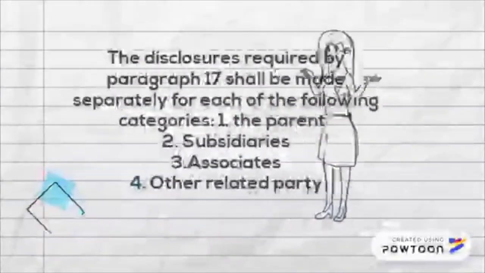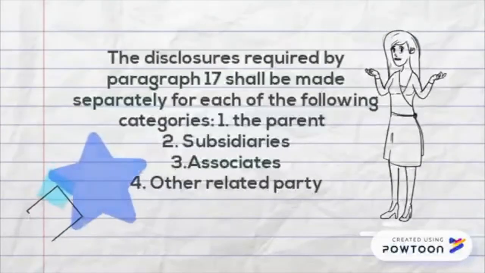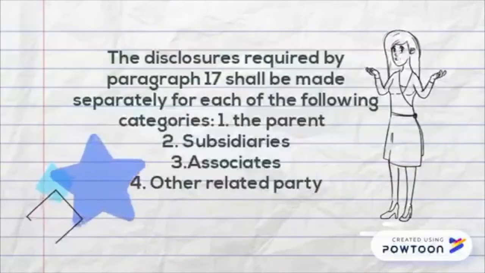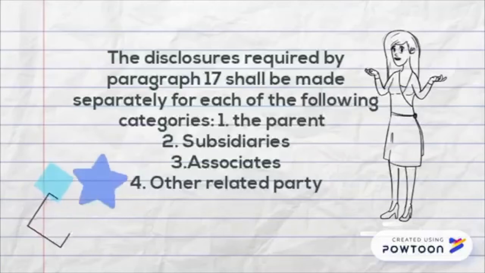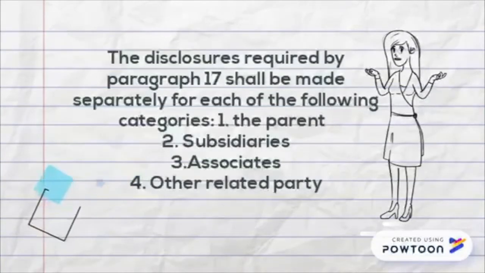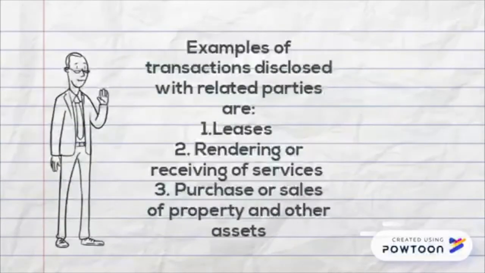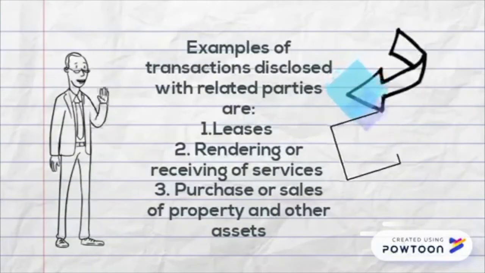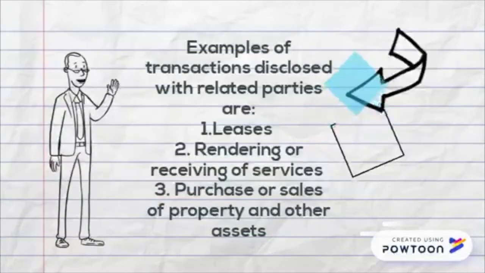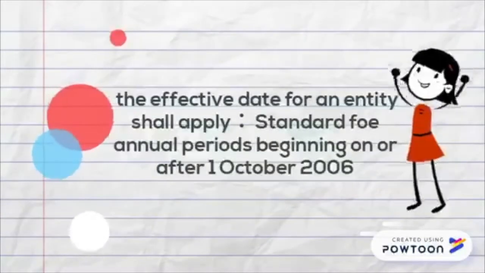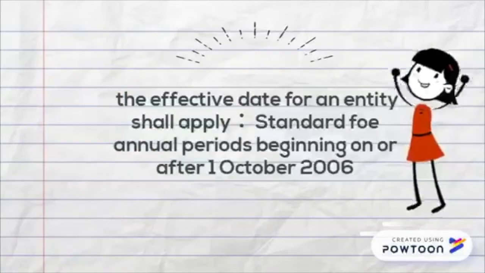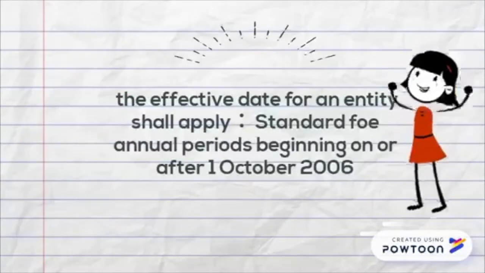The disclosures required by paragraph 17 shall be made separately for each of the following categories: 1. The parent. 2. Subsidiaries. 3. Associates. 4. Other related parties. Examples of transactions disclosed with related parties are 1. Leases. 2. Rendering or receiving of services. An entity shall apply this standard for annual periods beginning on or after October 1, 2006.